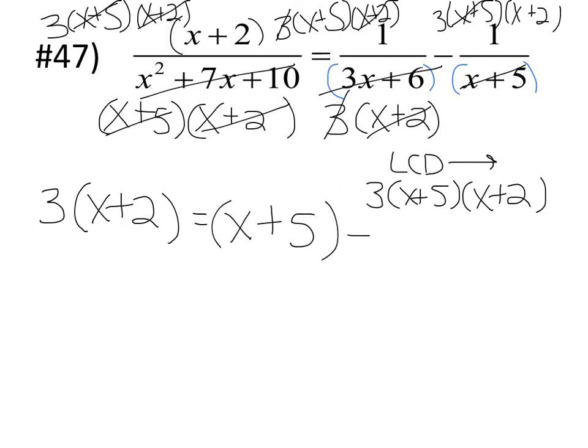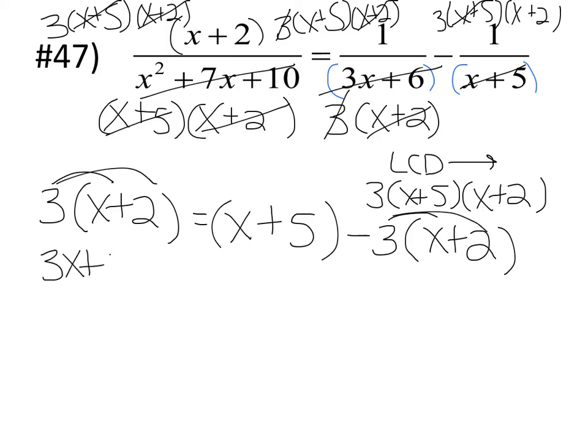minus 1 times 3 times x plus 2. Be very careful not to skip this step, or you probably would distribute a 3 to this and not a negative 3. It needs to be a negative 3. Distribute here and here. So you have 3x plus 6 is equal to x plus 5 minus 3x minus 6.